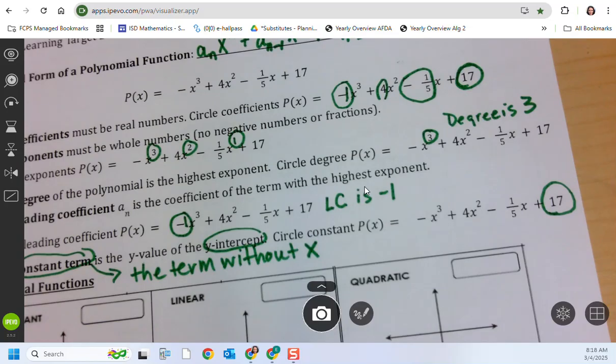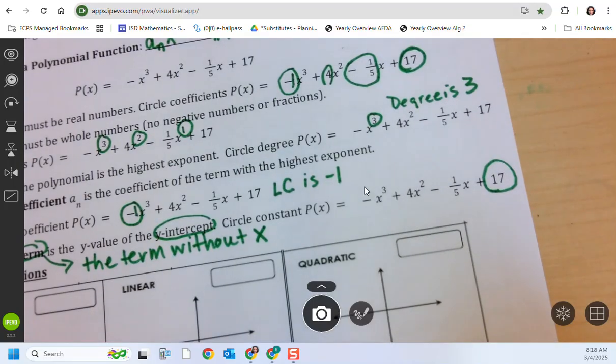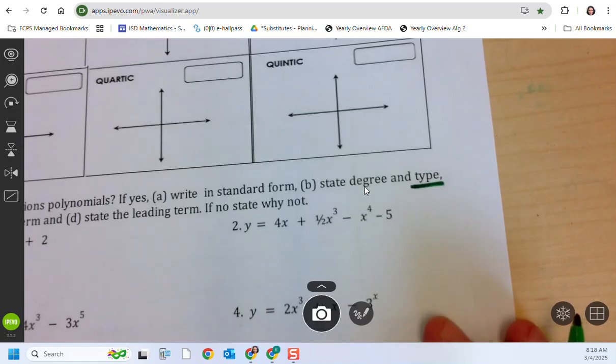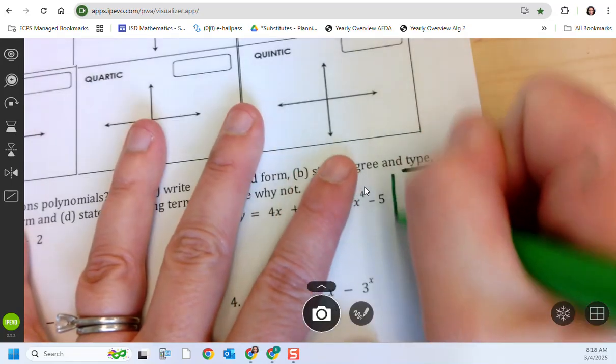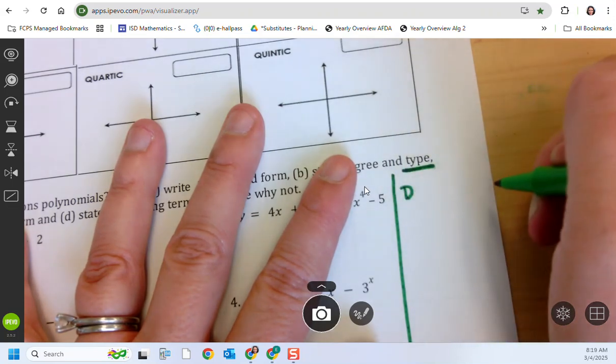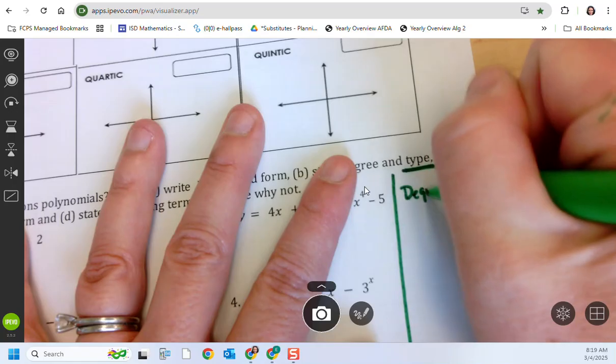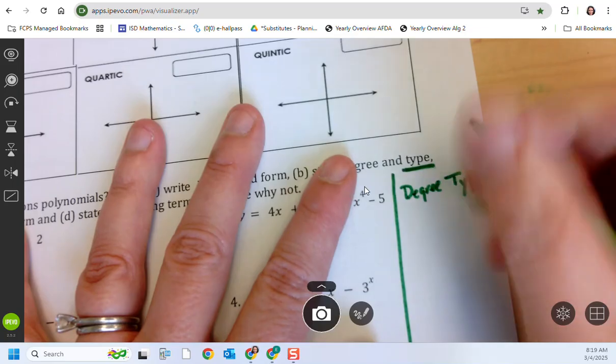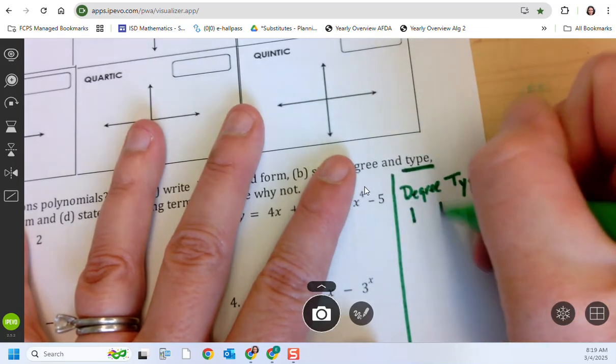All right, before we describe the shapes, I want to try some problems down here. I think I need to give you some more information for type. The type of a polynomial is going to be a name. I'm just going to make a little space down here to write this. So, D is for degree. Degree, and then type. If the degree is 1, then it's a linear function.